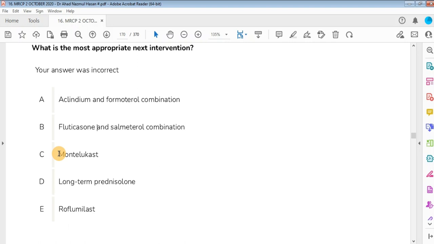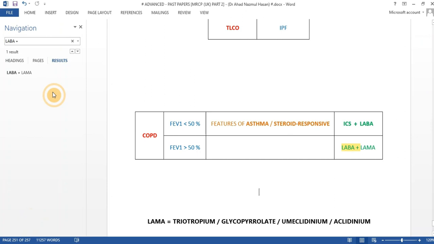Montelukast is only used in the management of asthma. Montelukast has no role in the management of COPD. Roflumilast is the phosphodiesterase 4 inhibitor. It is used as the last line of management, in the fourth line of management. So there is a spelling mistake here. Actually, it should be aclidinium.